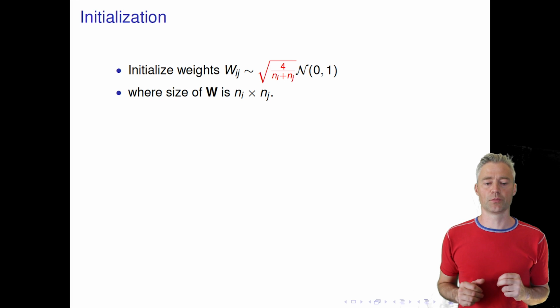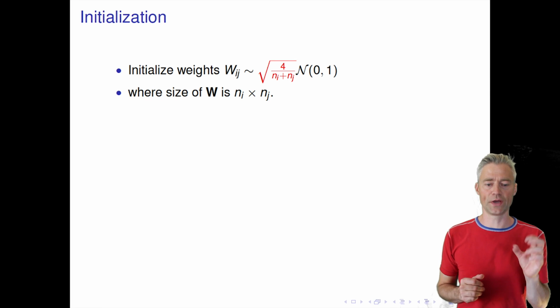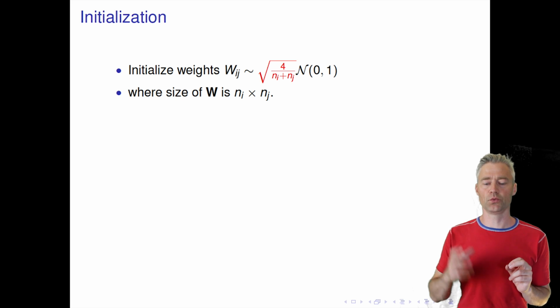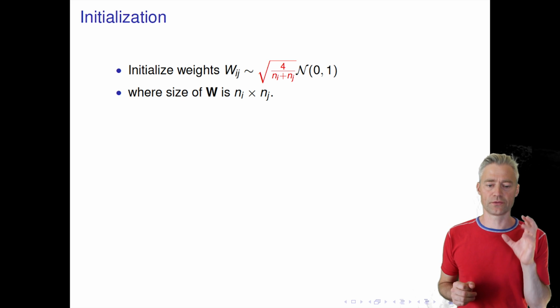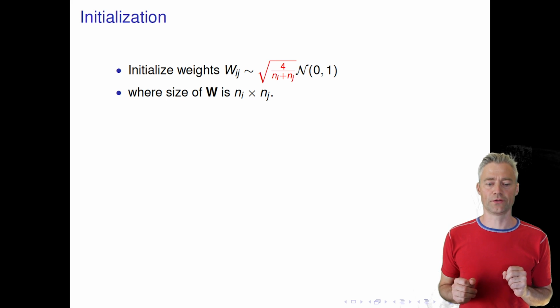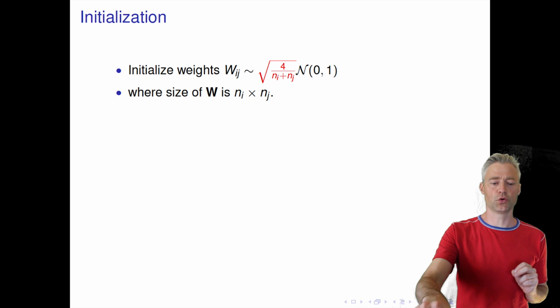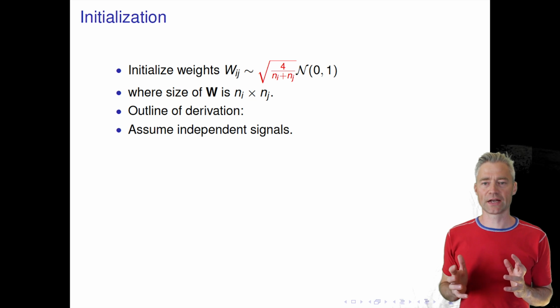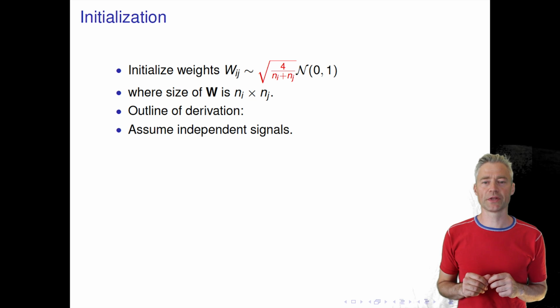And why do we need this number? Here we have a weight connecting layer i with layer j, and each of them has n_i and n_j units. So the weight matrix w_ij has n_i times n_j components. Here's an outline of the derivation. It's actually not so complicated.